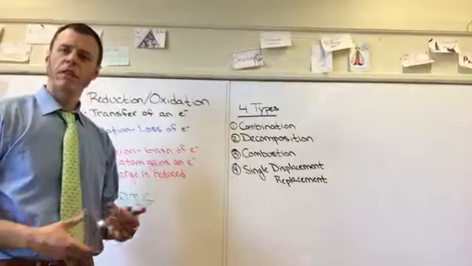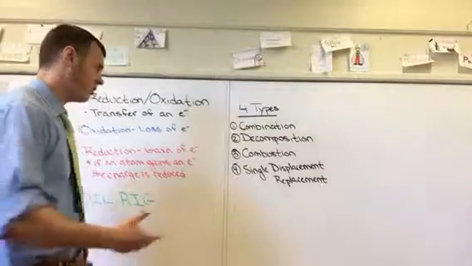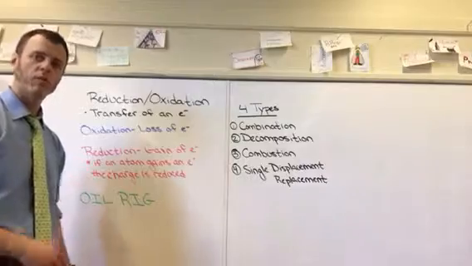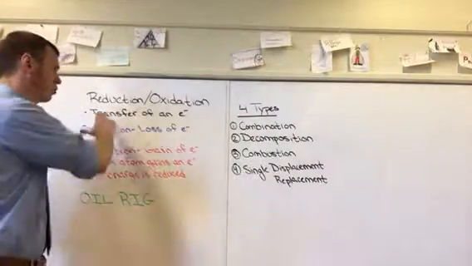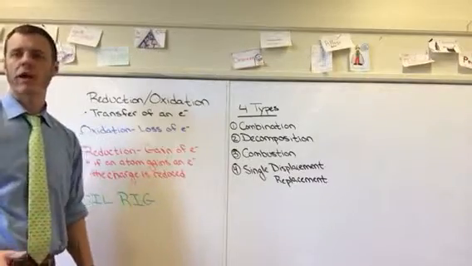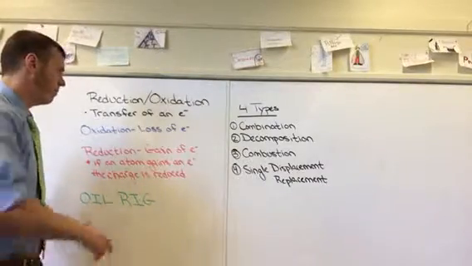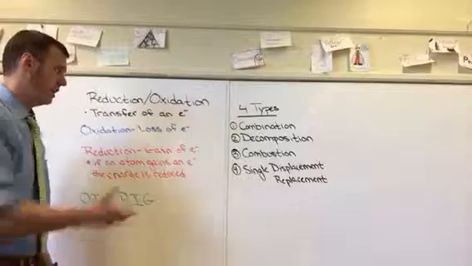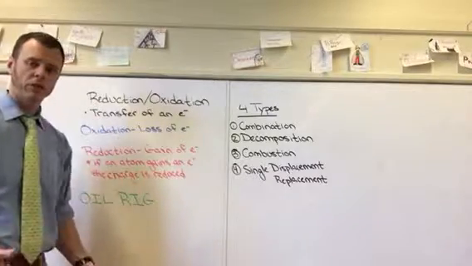All right, now that you've seen the video on oxidation numbers, now we're going to talk about where we use them. We use oxidation numbers when we talk about reduction oxidation reactions, or redox reactions for short. All right? Essentially what a redox reaction is, it's a transfer of an electron.